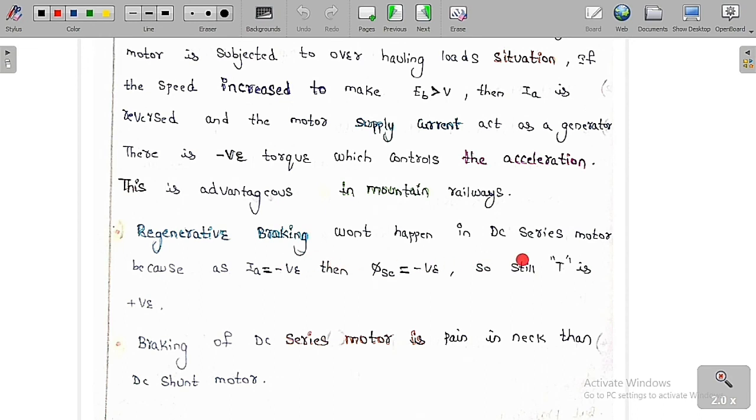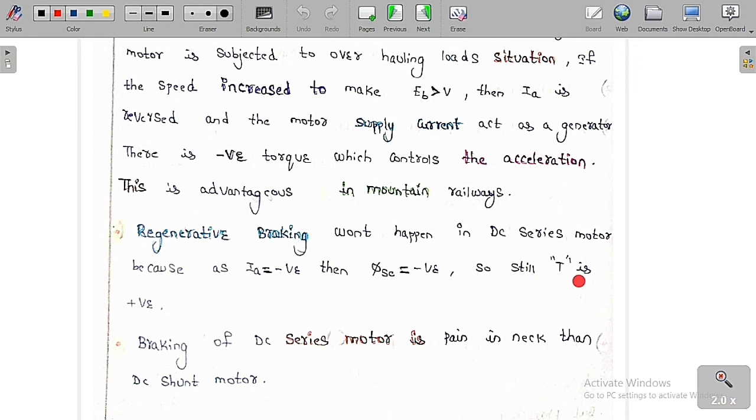Regenerative braking won't happen in a DC series motor because as IA is negative, flux is also negative, since whenever a current is negative, this negative current is always going to give negative flux. So both are negative, which means the torque is still positive. Suppose the speed is very high, then EB is much higher than V. So current is negative, so flux is also negative.